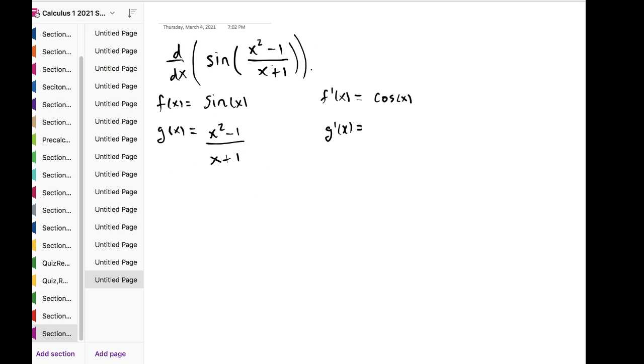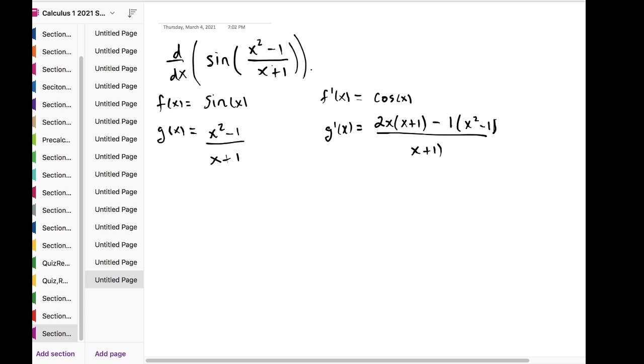How do I find g prime? Quotient rule, yeah. So, derivative of the numerator is 2x times the denominator, minus the derivative of the denominator, which is 1 times the numerator, over the denominator squared. Okay. That's a kind of complicated g prime, right? Can I simplify that? How do you simplify this?